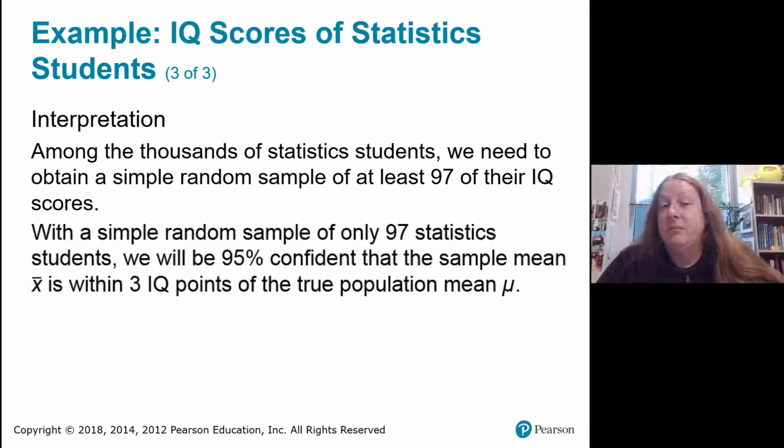With a simple random sample of only 97 students, we will be 95% confident that the sample mean is within 3 IQ points of the true population mean.